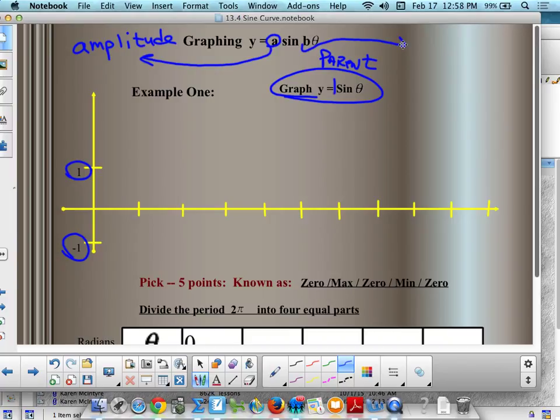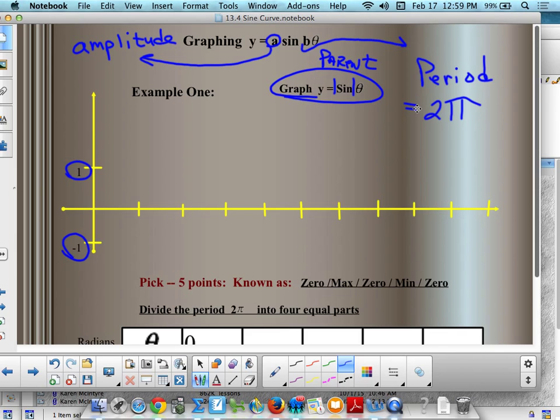Now, your B right now is what? 1. If your B is 1, then what's the period going to be of sine? 2 pi. I already did this function with you. You should know it's 2 pi. Look on your front page. It's always 2 pi.